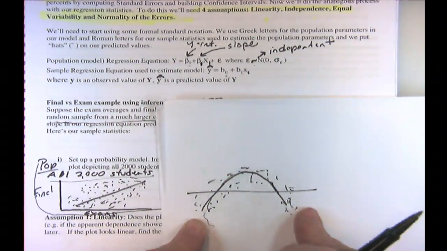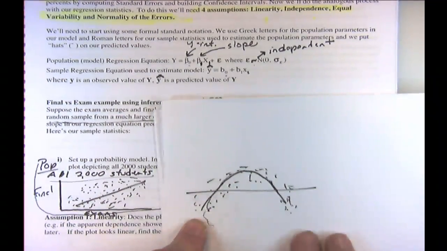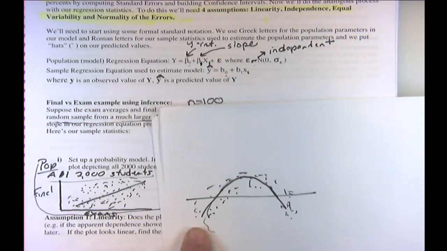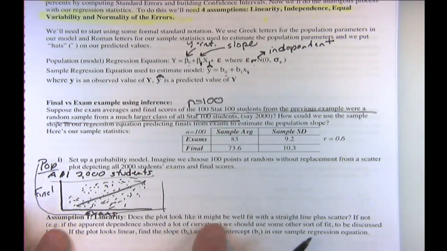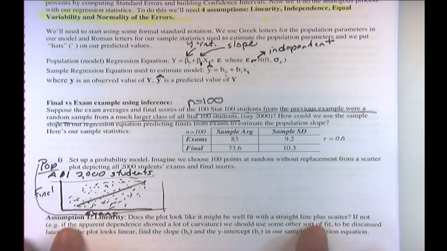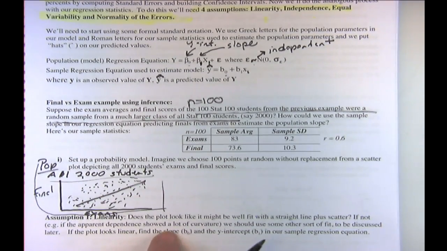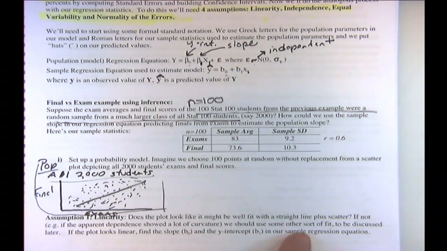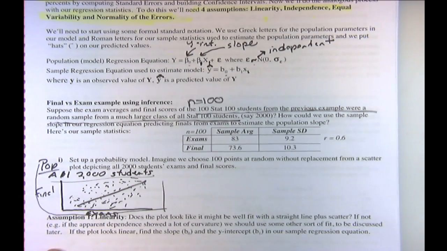So that's to come. We're going to examine lots of curvilinear plots later on. So basically, does the plot look like it might well fit with a straight line plus scatter? If not, if the apparent dependence shows a lot of curvature, we're going to use some other sort of fit besides a linear one, besides this line. And that we will discuss later in detail.